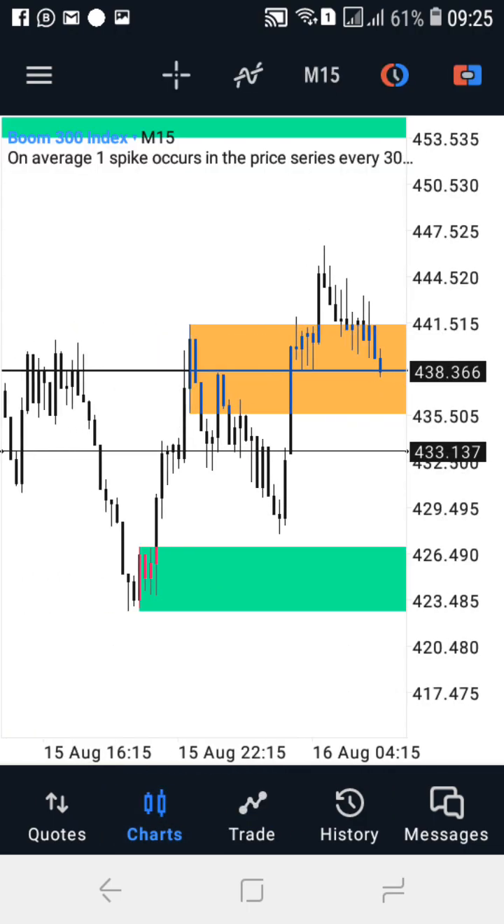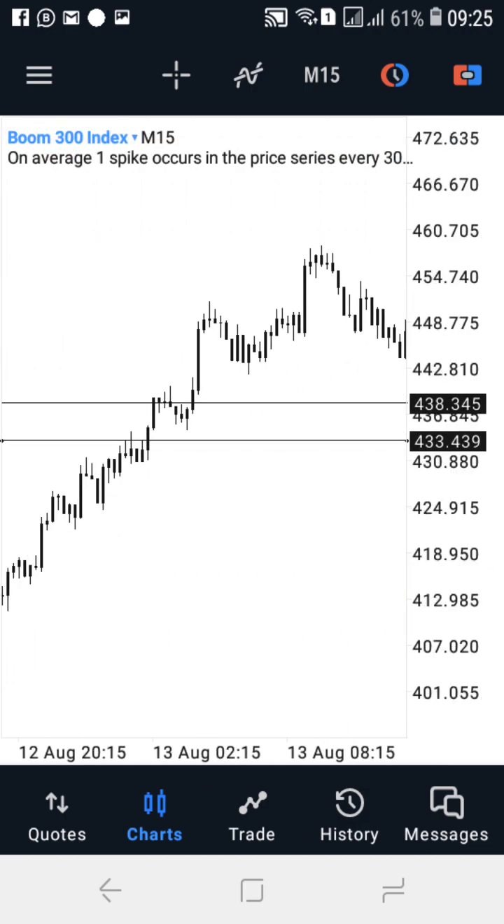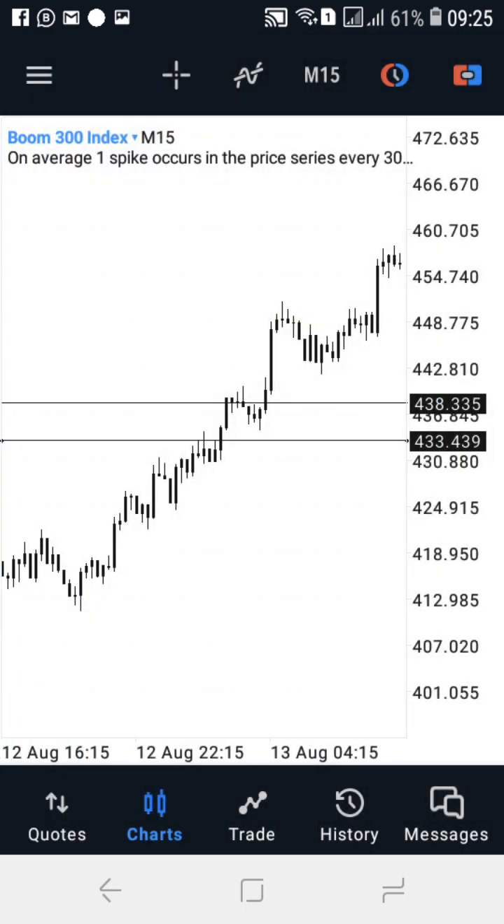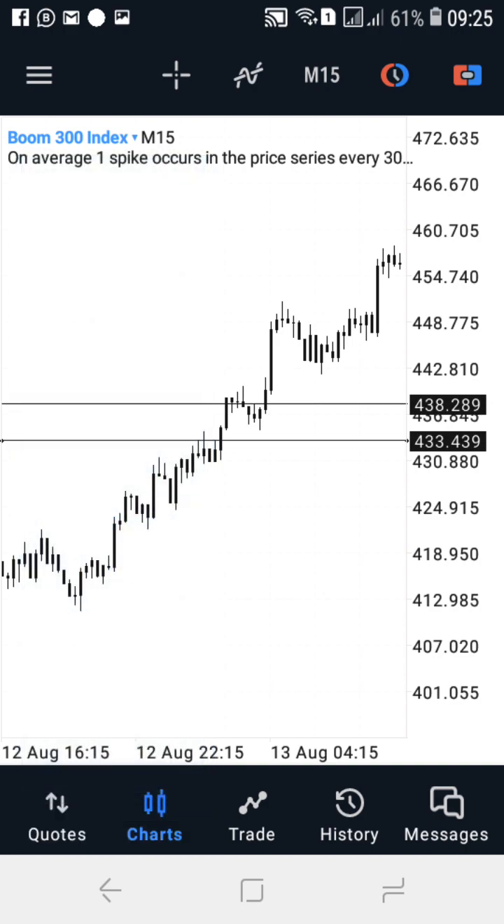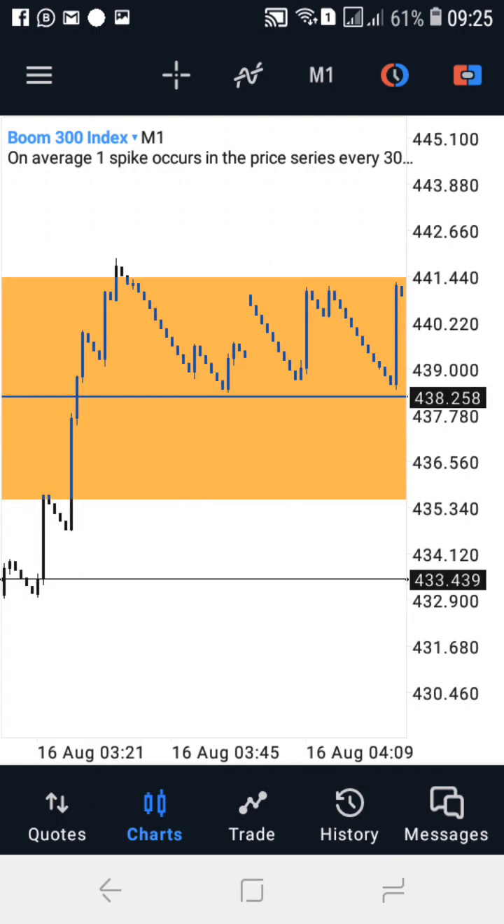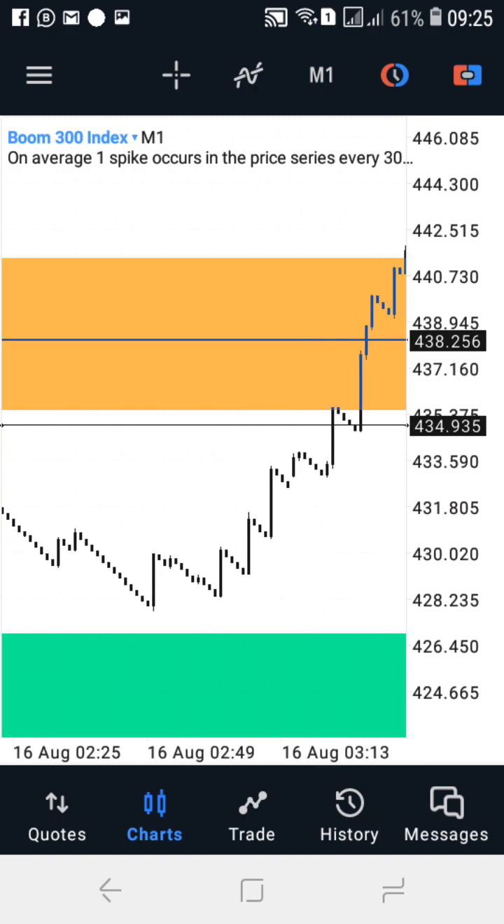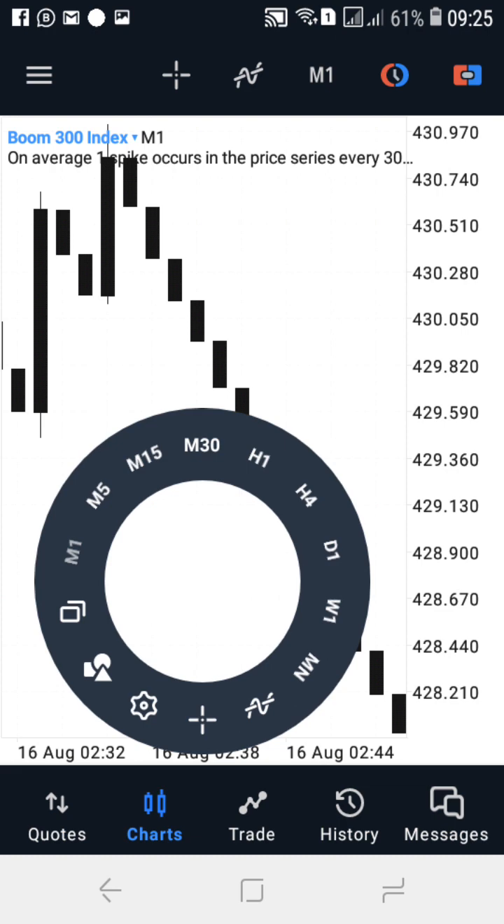And then what else? Okay, the volatility of this spike, which I mean the boom and crash, is to tell you which pair is very volatile again. Let's look at boom 300 again. Let's go to the 1 minute time frame, and now let me zoom in like this. Okay.